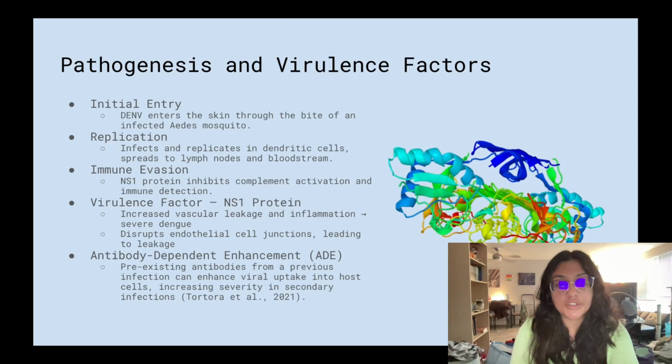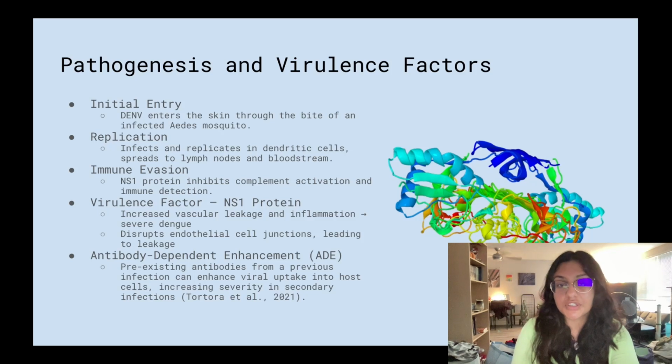More importantly, though, NS1 contributes directly to the vascular leakage. It disrupts the tight junctions between endothelial cells, and the leakage is a crucial cause of severe dengue, leading to dengue shock syndrome. And another important mechanism to note is the antibody dependent enhancement, or ADE.